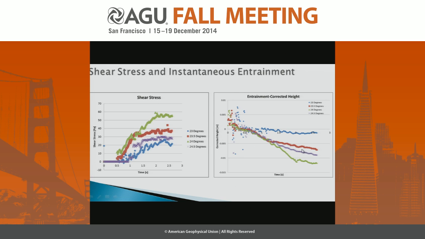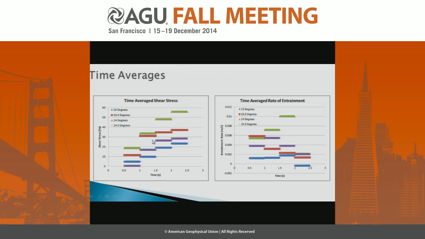We noted earlier how this 24.5 degree case has lower entrainment and lower entrainment rates than we've seen with the net entrainment, but we also see that there's less shear stress in this case as well. So looking at that, we've got time averaging of the shear stress again over those half-second intervals, and then also a time average rate of entrainment.